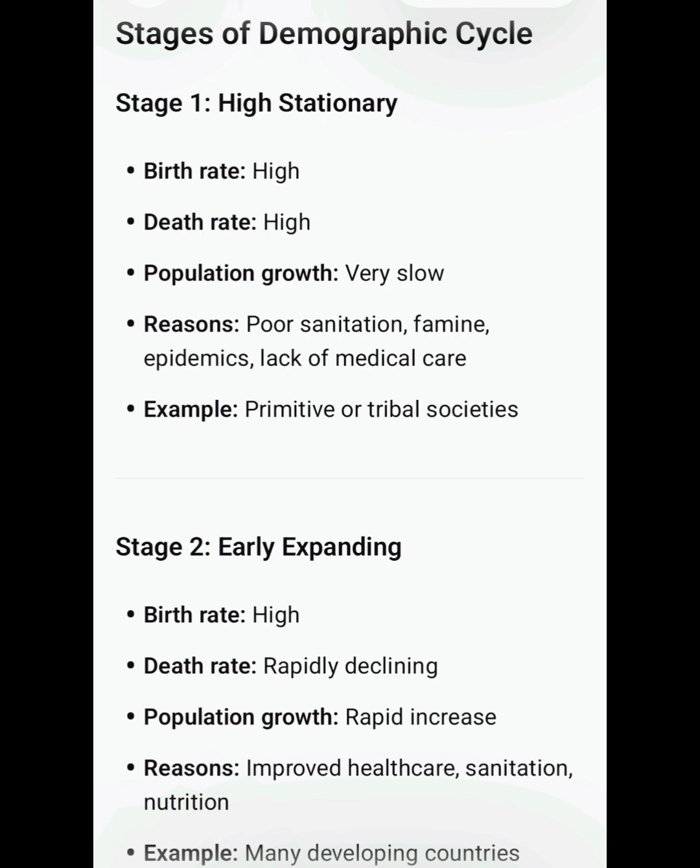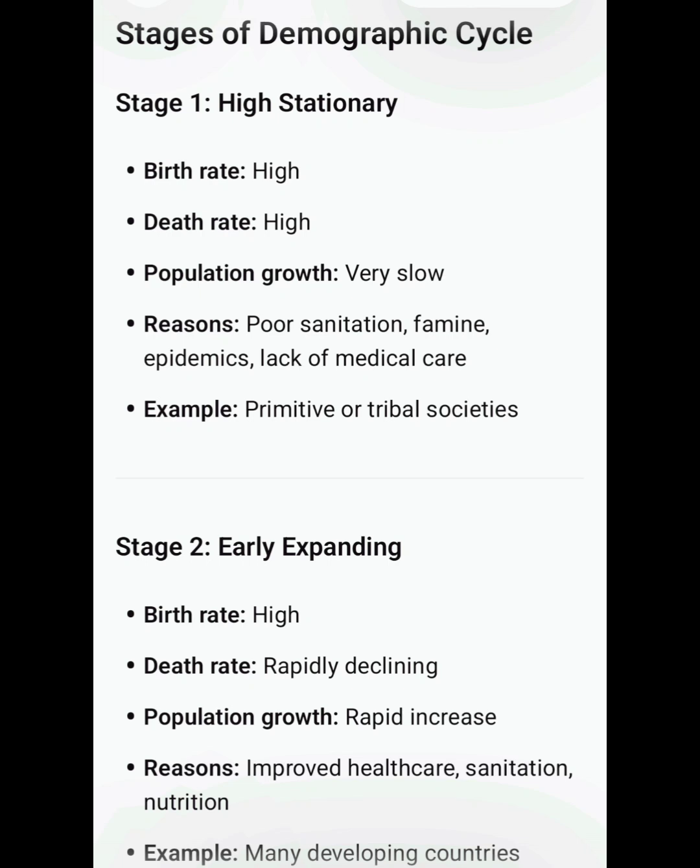The first stage is high stationary. That means the birth rate is very high, the death rate is high, and the population growth is very slow. What is the reason? Poor sanitation, famine and epidemics, and lack of medical care. For example, primitive or tribal societies.